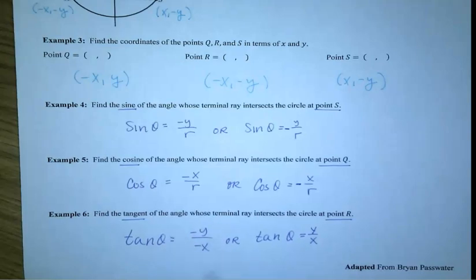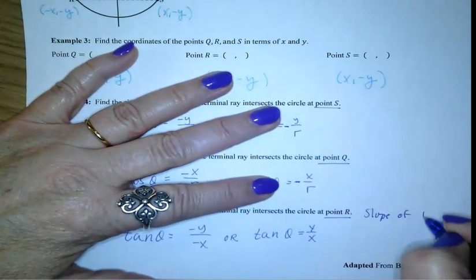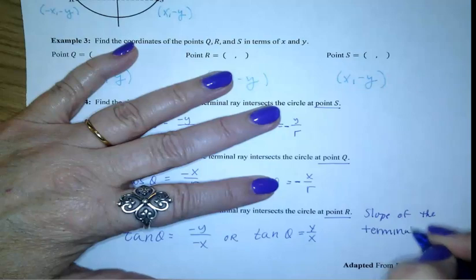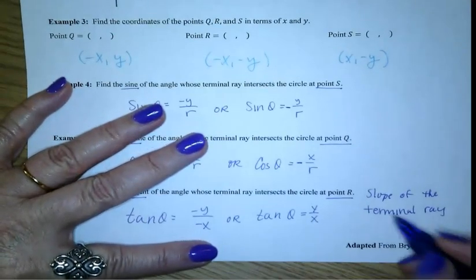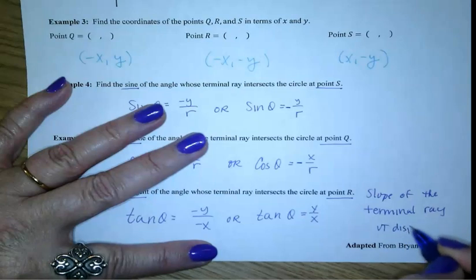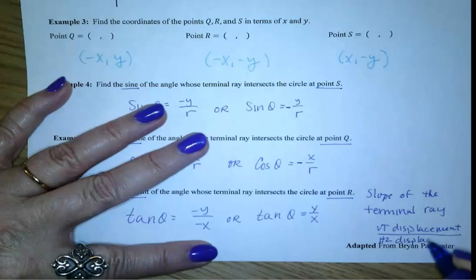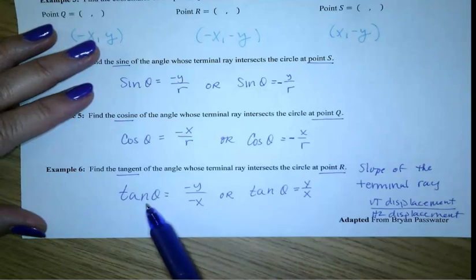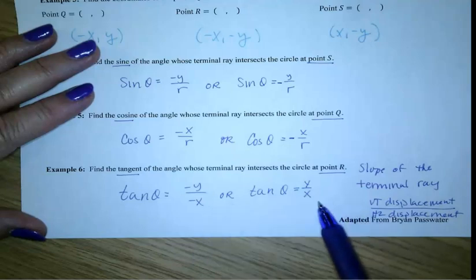All right, so then when we do tangent, remember that is the slope of the terminal ray, excuse me. And then it is also the vertical displacement divided by the horizontal displacement. So those are things that we know about tangent. So then when we actually get the ratio for tangent, it's going to be negative y over negative x. And then that's also y over x.